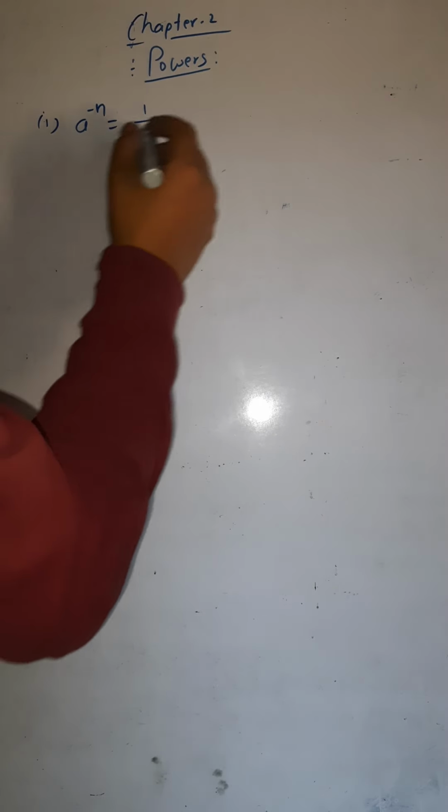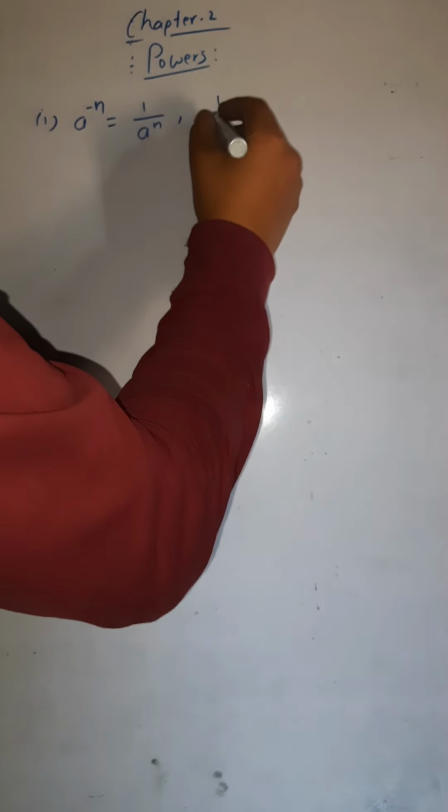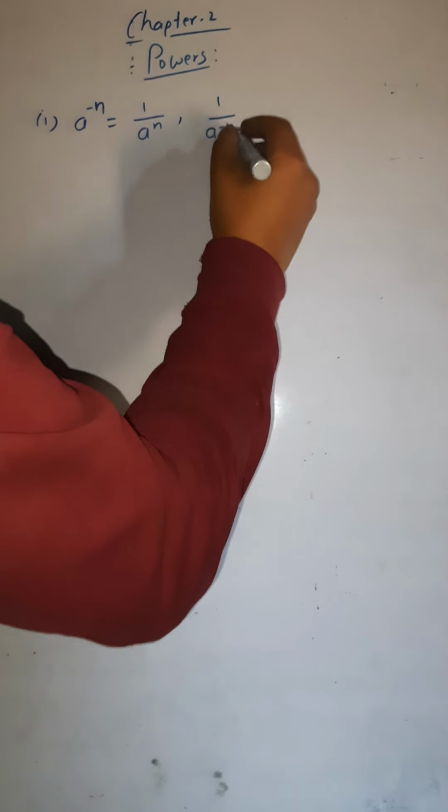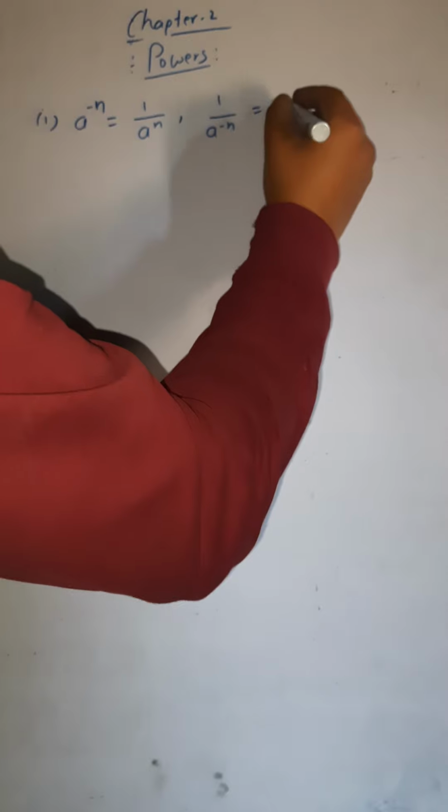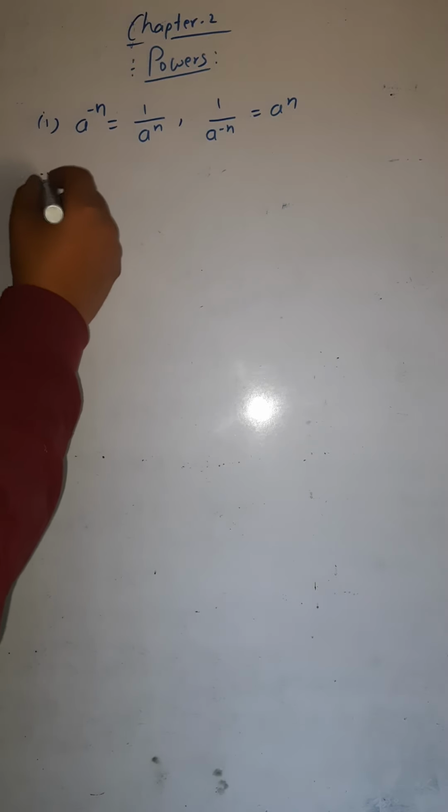Similarly, at the same time, we can write 1 by a raised to the power minus n as a raised to the power n. In both ways it is clear. A raised to the power minus n can be written as 1 by a raised to the power n. At the same time, if 1 by a raised to the power minus n is there, you can write it as a raised to the power n. Any problem? No problem.